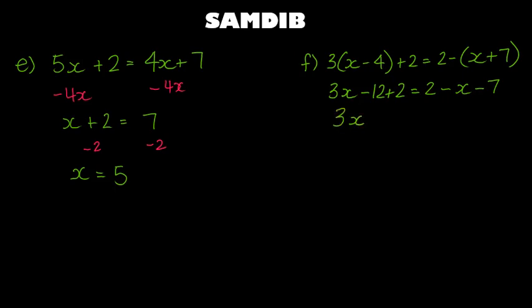Collect my like terms. 3x minus 10 equals -x minus 5. Okay, now once again, I want to cancel the x from one side. Again, I also take the smaller one, so in this case, -x is smaller. So I'm going to add x to both sides. And I'm left with 4x minus 10 equals -5. And now I solve as normal. I'm going to add 10.